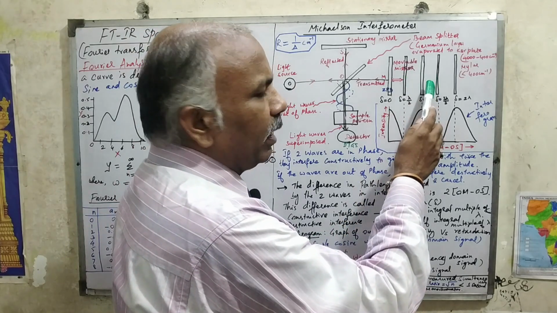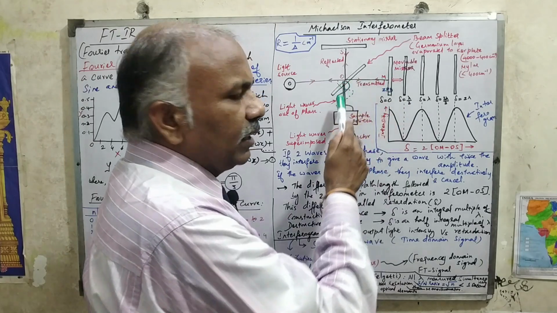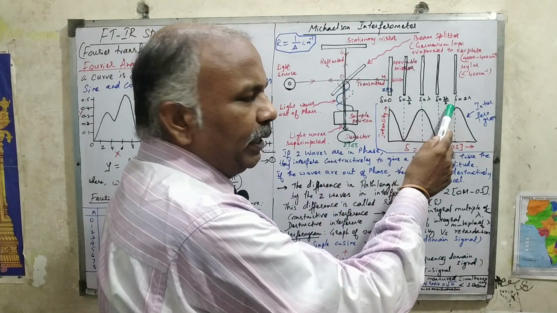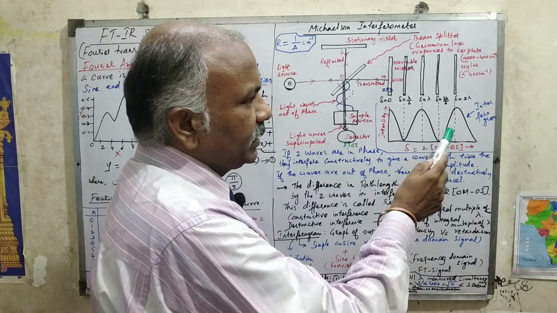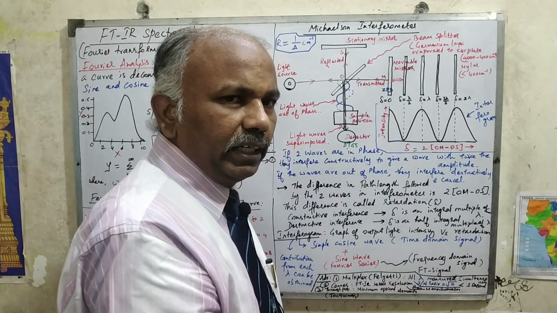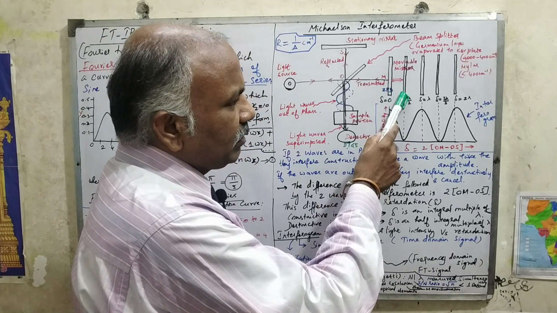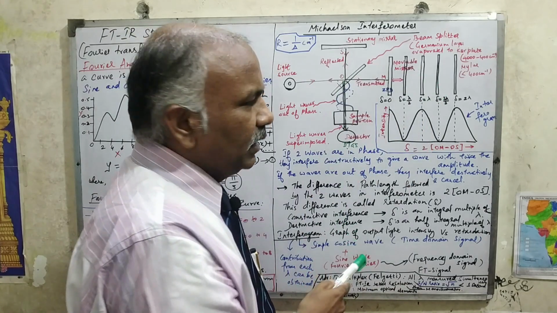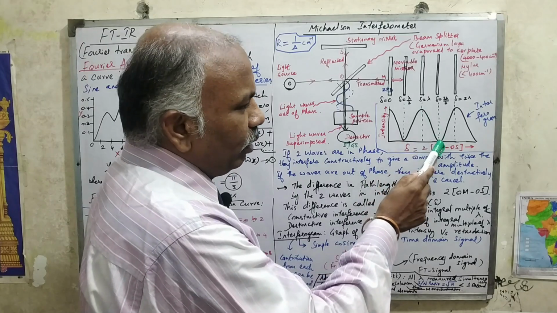Again, I move the movable mirror here. I will be getting 1 lambda. So again, I will be getting constructive interference. Then again, if I move the mirror to 3 by 2 lambda, that is 1.5, again I will be getting destructive interference. Again when I move the movable mirror to 2 lambda, I will be getting constructive interference. So you can see constructive interference followed by destructive interference, again constructive followed by destructive. Simply we can say there is a maxima followed by minima, a maxima followed by minima.